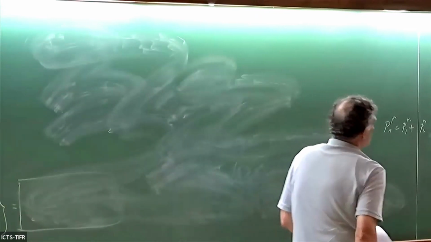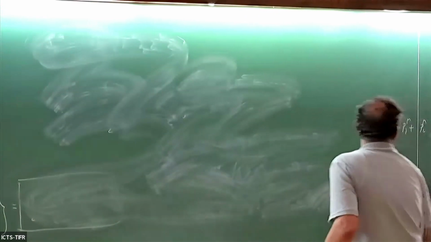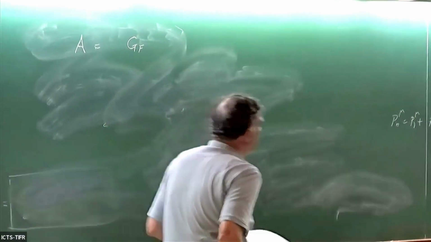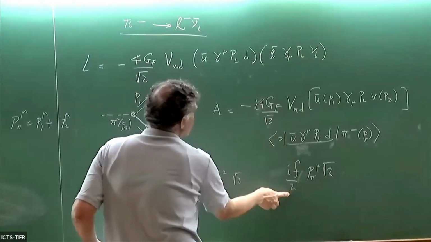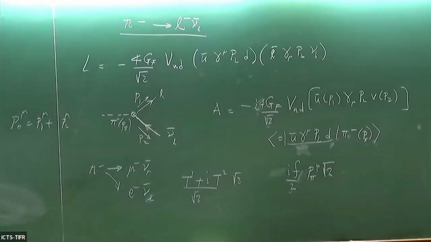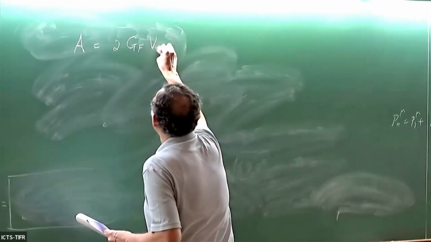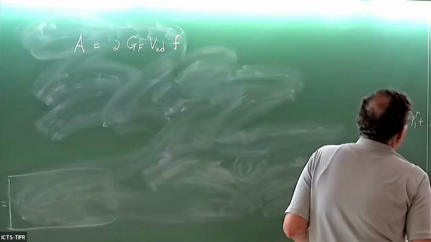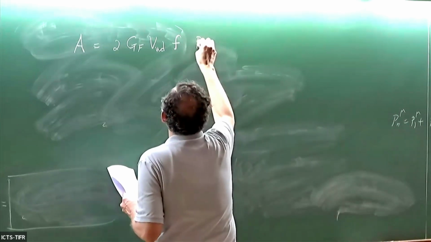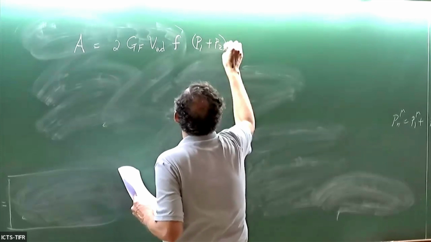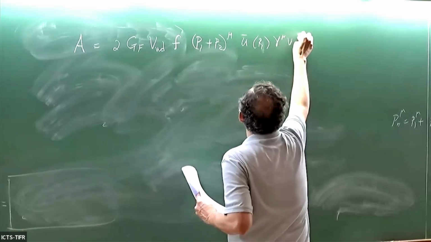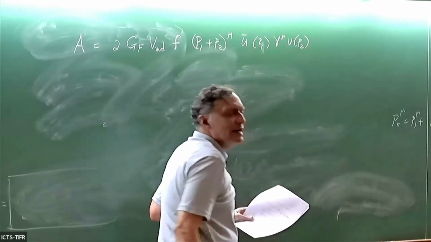So what is the amplitude? The i and the minus i cancel. The root 2 and the 1 over root 2 cancel, and the 4 over 2. So you have 2 G_Fermi V_ud, the pion decay constant f_pi, p_pi mu, which I'll now write as (p1 plus p2) mu, u-bar of p1, gamma mu, v of p2. So that's the amplitude.